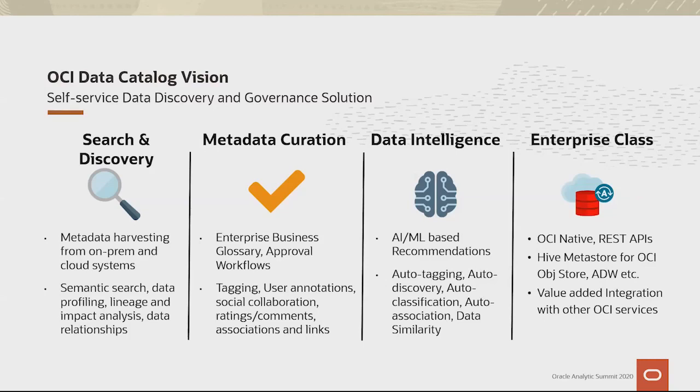Lineage and impact analysis helps them understand where the data is coming from, how many hops it is taking, what kind of transformations are happening to the data, how it is reaching its ultimate destination, and who are the users of that data in many cases. So that's lineage and impact analysis.